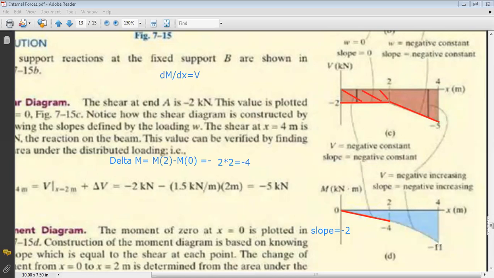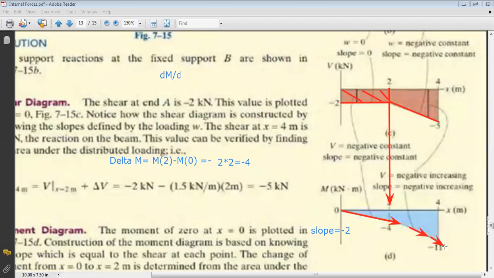Now, to know how to draw my parabola, I look at the slope. Okay? So first look, at the start of my parabola, what was the value of V? You look here. V here is -2. So I should start by a slope. At this level, the slope is -2. And what is happening for my slope? My slope is increasing in the negative direction. So it's becoming steeper.